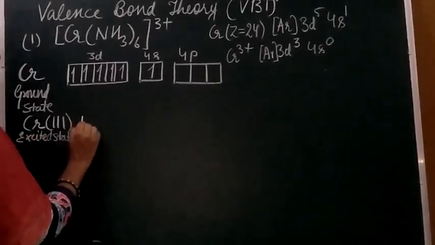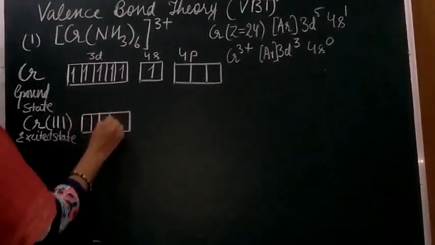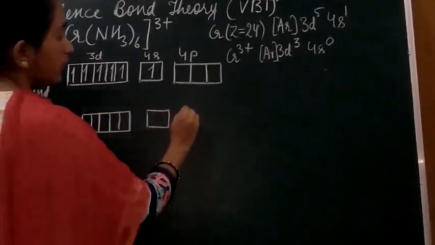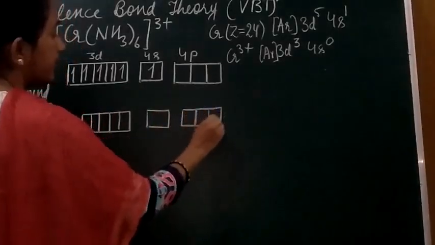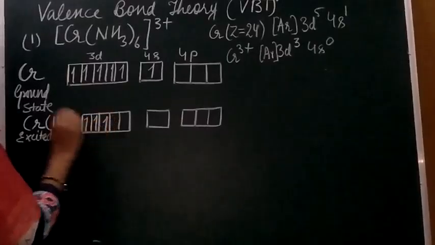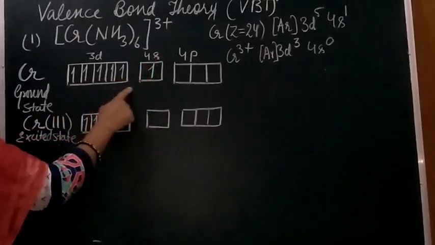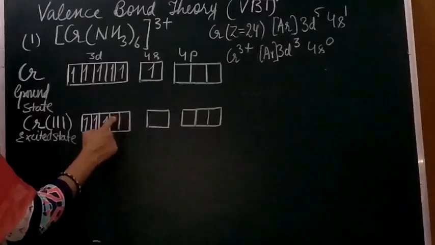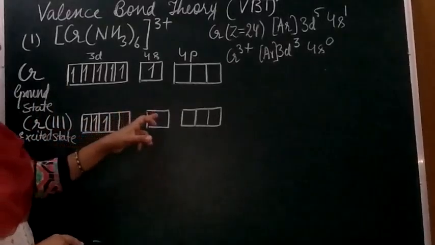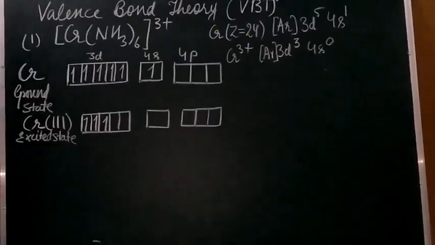Now students, here we are getting 4s empty, 4p was already empty here, right? And in 3d we will have 1, 2 and 3. So one electron from 4s has gone and two electrons from the d orbitals, so we get two vacant orbitals from the d subshell, one vacant orbital from the s subshell, and in 4p we have the vacant orbitals only.